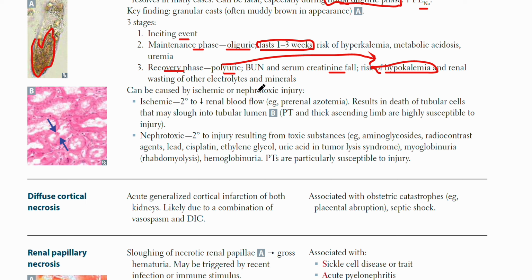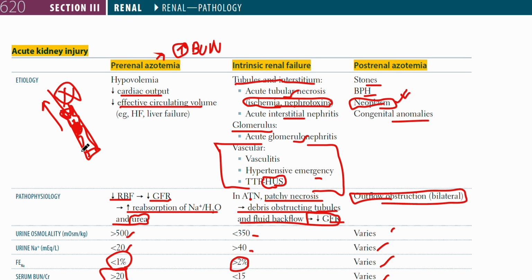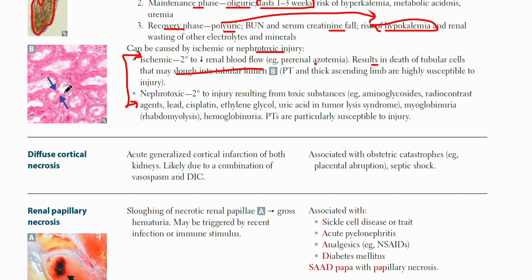It can be caused by ischemic or nephrotoxic injuries. Two reasons are there: ischemic and nephrotoxic. Ischemic is secondary to decreased renal blood flow, as in pre-renal azotemia. Everything that causes pre-renal azotemia causes this. It results in death of tubular cells that may lodge into the tubular lumen, as we have talked, the casts obstructing the tubules in this figure right here. This is how the cast looks. It is not completely obstructing this time, but it is at least obstructing.